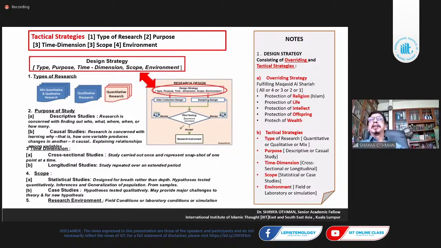This is what it means, tactical objective. For example, the type of research you need to do. There are so many types of research you need to do. Any type of research you choose has to be geared toward achieving the objective. Just for example, you want to do some research to, how do you put it, try to disqualify that the Prophet Muhammad is not a prophet. Audhubillah. Should you do that?